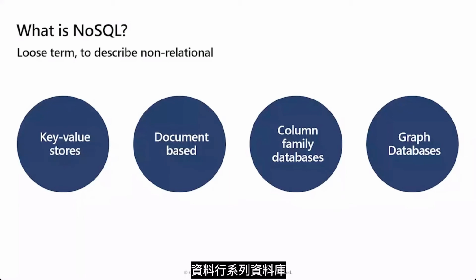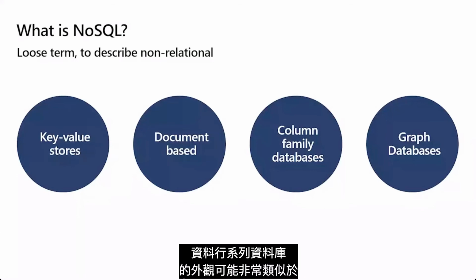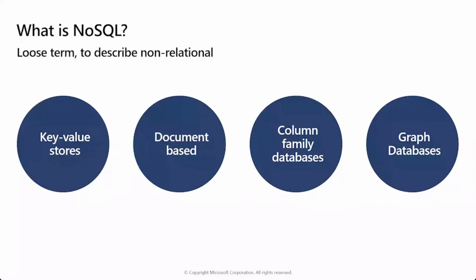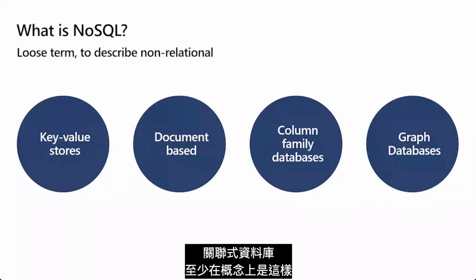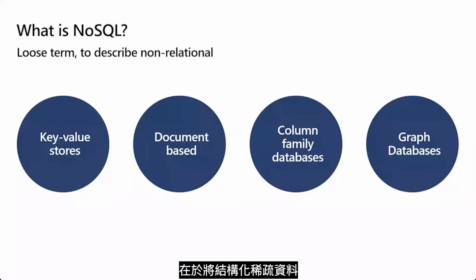A column family database organizes data into rows and columns. Examples of the structures include ORC and Parquet files. So a column family database can appear very similar to a relational database, at least conceptually. But the real power of a column family database lies in its denormalized approach to structuring sparse data.